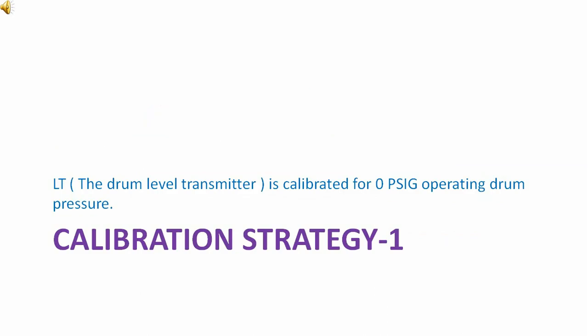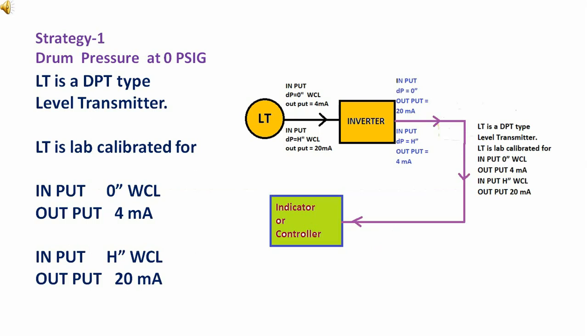Now we are going to discuss calibration strategy 1. LT, the drum level transmitter, is calibrated for 0 PSIG operating drum pressure. LT is a DPT type level transmitter. LT is lab calibrated for input 0 inch water column level and the output is 4 milliampere. Input is h inch water column level and the output is 20 milliampere. Here we may mention that h inch is the difference between the top and the lower water level sensing tappings of the boiler drum.